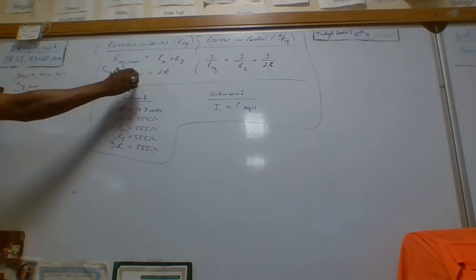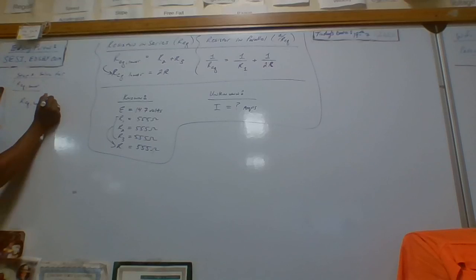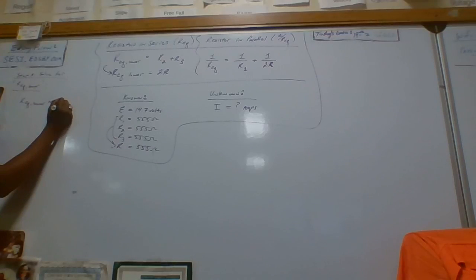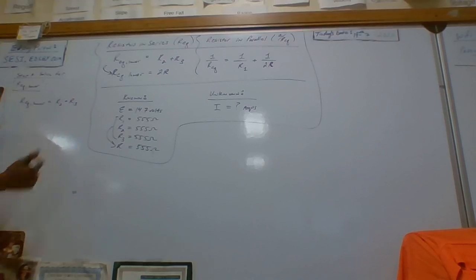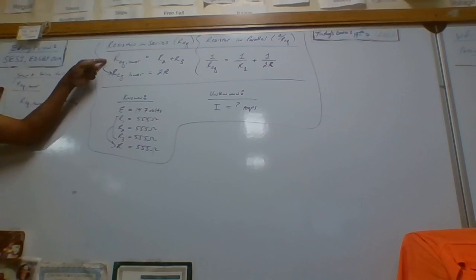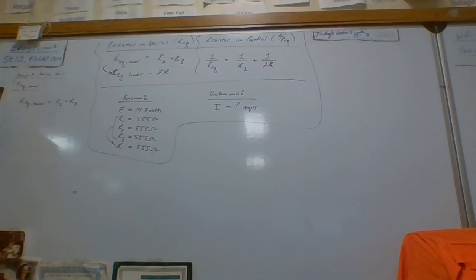To do that, we use this equation, which is REQ lower is equal to R2 plus R3. Now, there's 2 ways to do it. I'm doing it this way because you can see virtually what's going on. You could have just went 2 times R. Either way is fine. All right, so let's plug in the values.